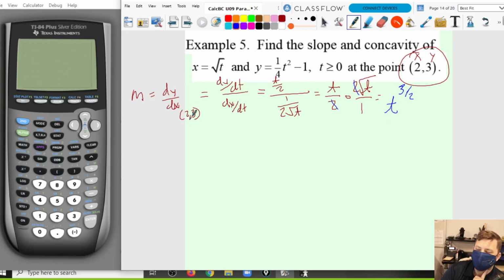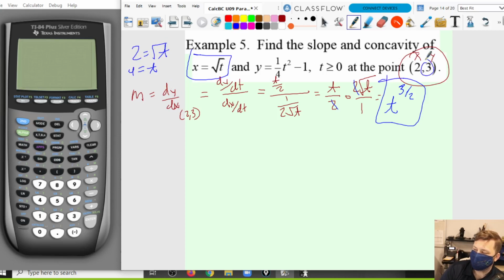But now you've got to plug in the point (2, 3). And you're like, wait a minute, what do I plug in for t? This is x and y. So you have to do the step of figuring out what t is. Well, if you know that x is 2, I can just substitute this 2 in for x. Say 2 equals square root of t, or t has to equal 4.